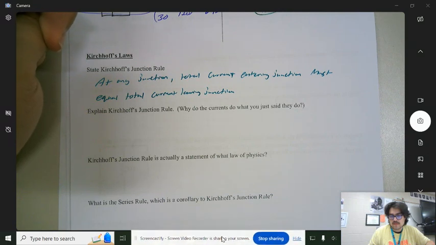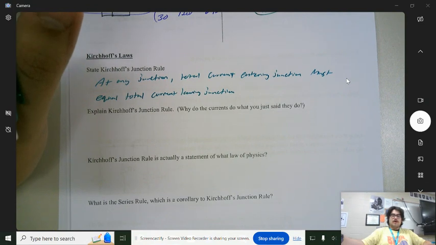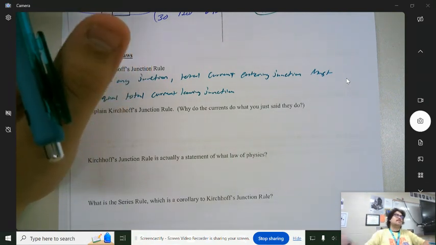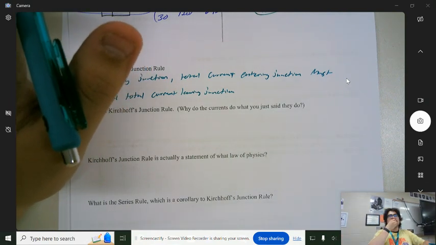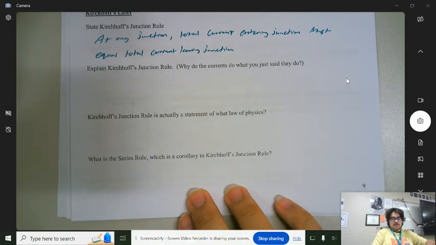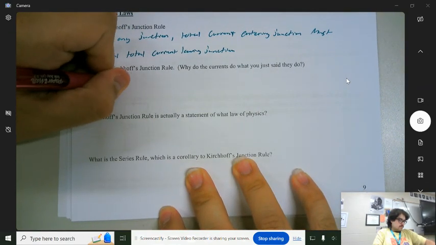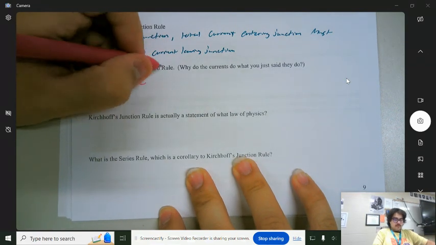Don't think for a second that they will. When you have a junction, you're not bleeding any current or anything like that. It just doesn't make any sense. The junction rule, to elaborate more on it, is that every charge that enters a junction must leave.